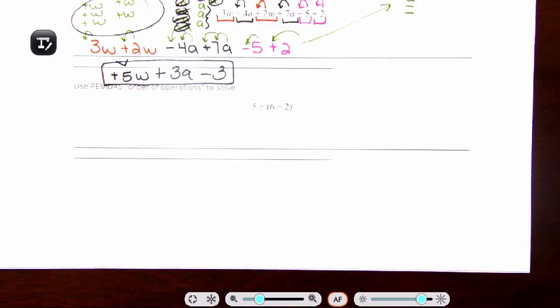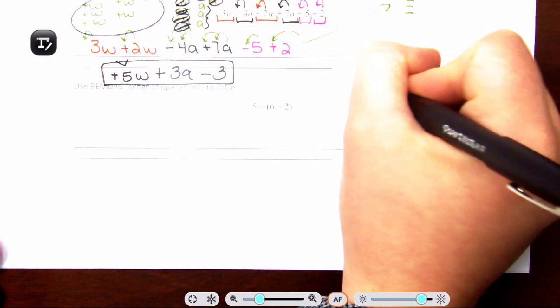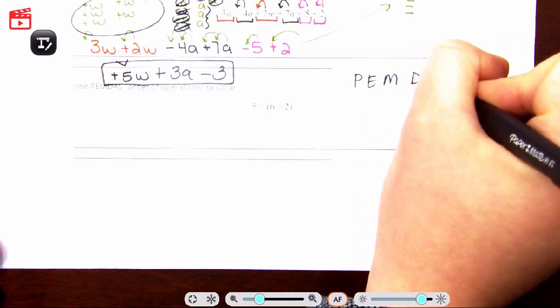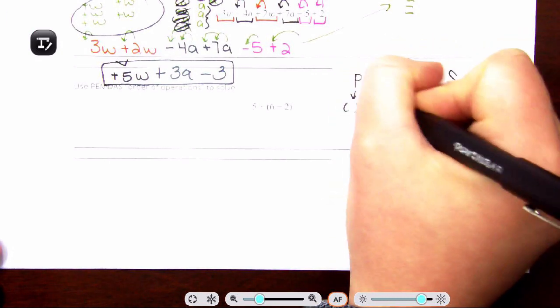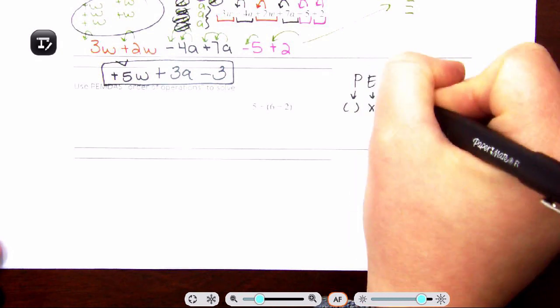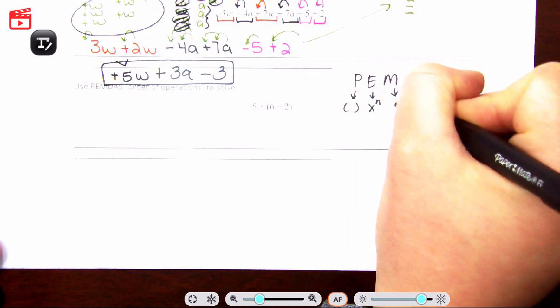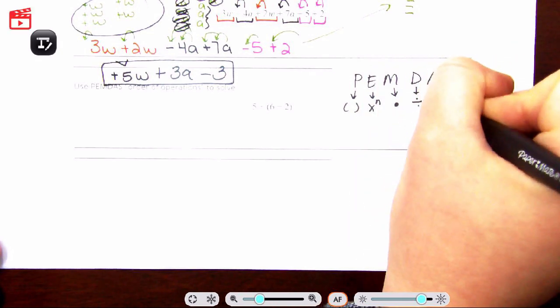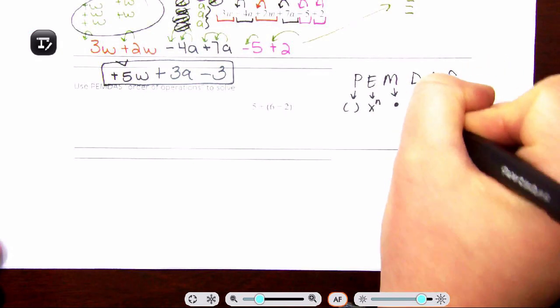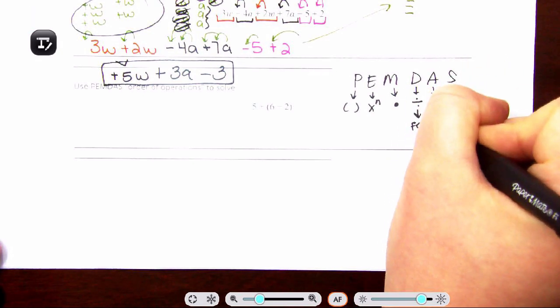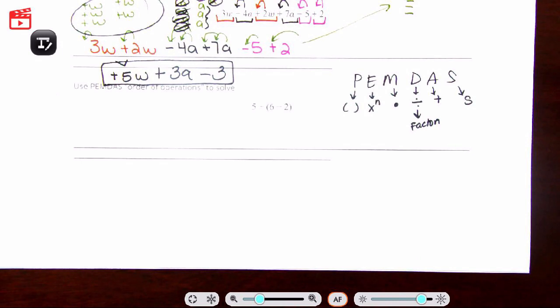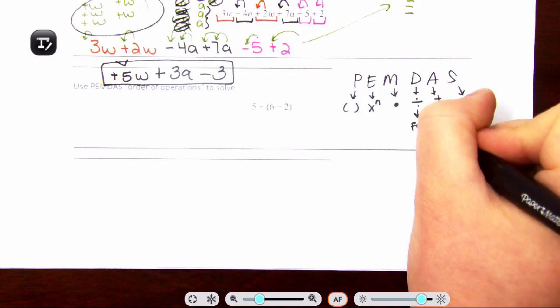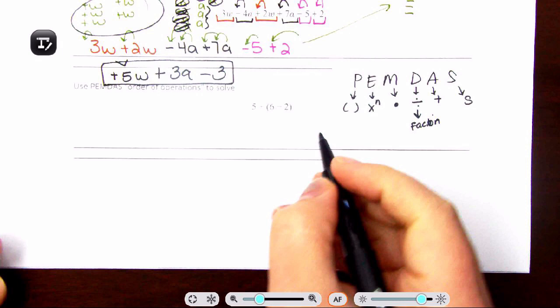Use PEMDAS, order of operations. So PEMDAS: P-E-M-D-A-S, parentheses, exponent, multiplication, division, addition, and subtraction. Now, division is always going to look like a fraction. I'm only going to give you fractions. I can spell.